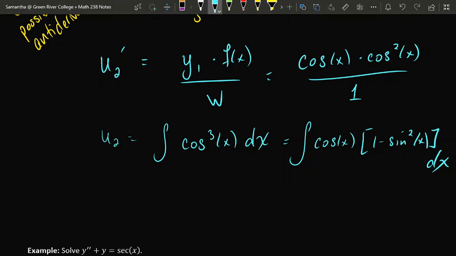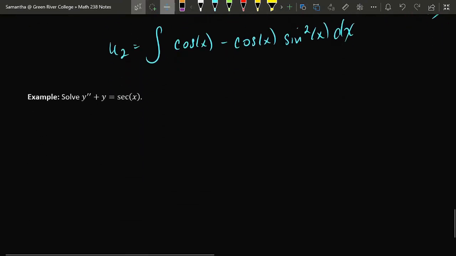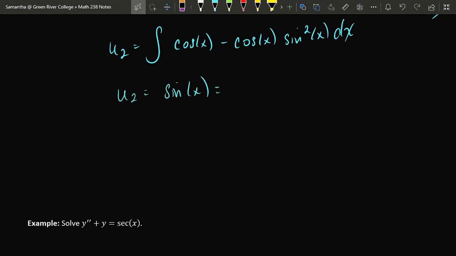So I'm integrating cosine and cosine times sine squared. The integral of cosine is just sine, and the integral of cos sine squared is 1/3 sine cubed, using u substitution.